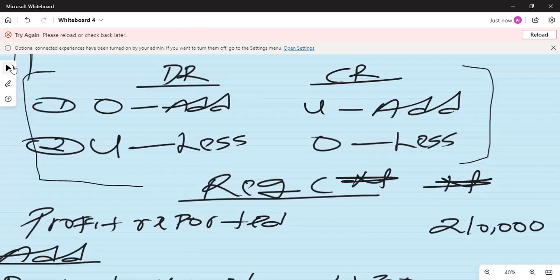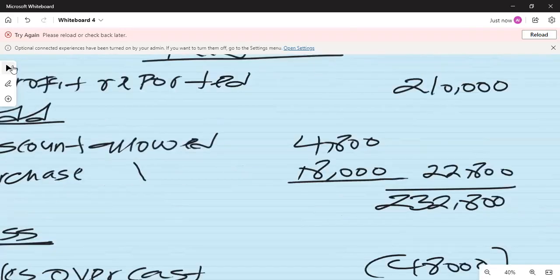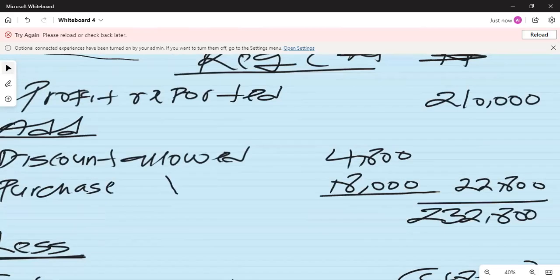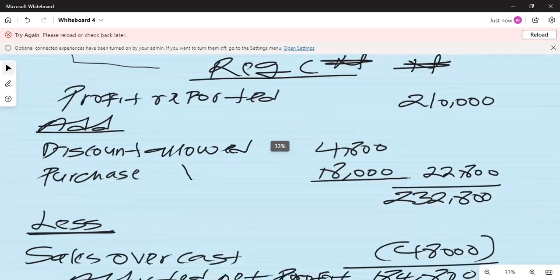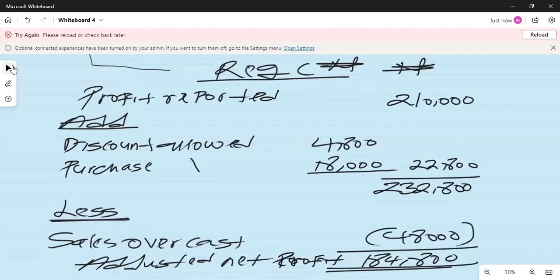It is understated, you add. And if it is overstated, you what? You less. Sales is overstated here, and that's why we are lessing it, that 48,000 naira. So this is it. And this is the end of the words. And this is the end of this question.